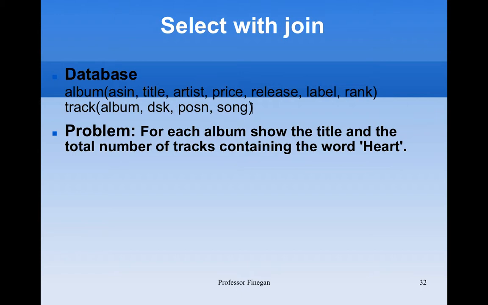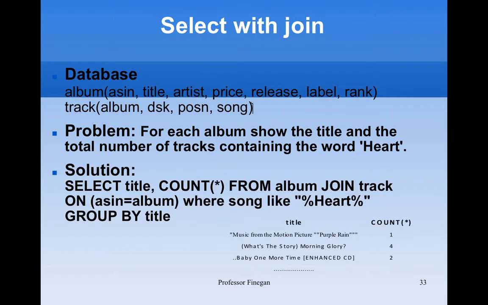Continuing on with the same example, if I want to, for each album, show the title and the total number of tracks containing the word heart. Let's take a look at how this SQL is mapped out. I'm going to be selecting the title. I'm going to be using the count with the asterisk to show count all from the album, where I'm going to be joining the track on the ID equaling the album where the song contains heart. You'll notice that there is a wildcard both at the beginning and the end of heart, and that wildcard is the percent sign.